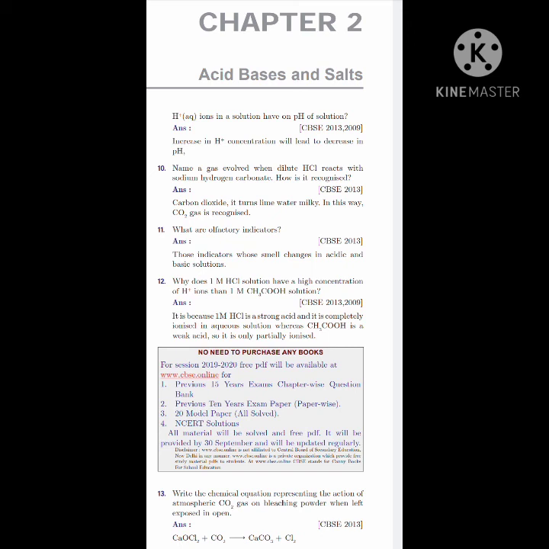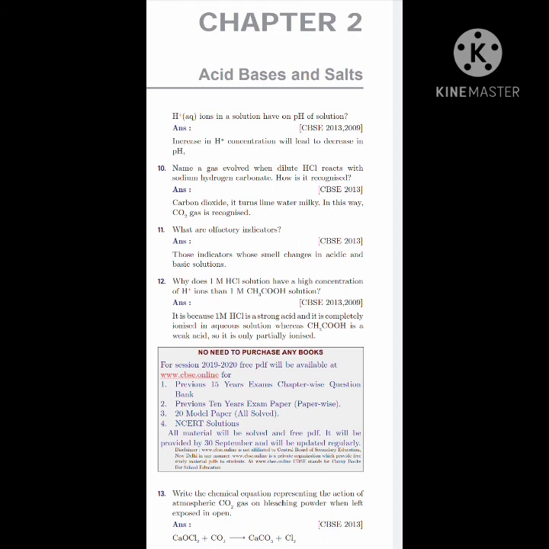Name a gas that evolves when dilute HCl reacts with sodium hydrogen carbonate. So what happens when dilute HCl reacts with sodium hydrogen carbonate, and how is it recognized? Two questions are merged here. Just notice the question. So carbon dioxide turns lime water milky. In this way, carbon dioxide gas is recognized.